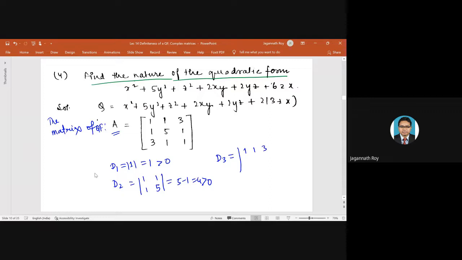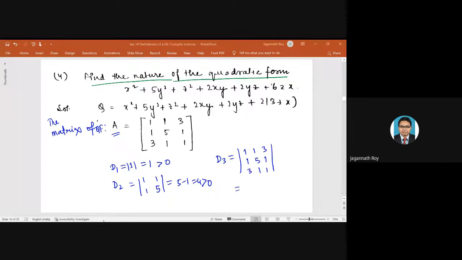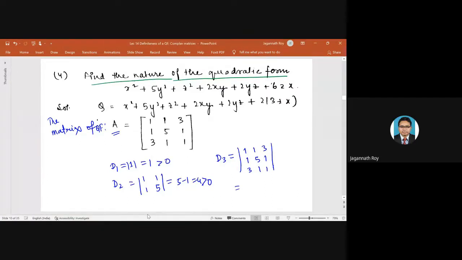Can you tell me quickly what D3 is? Anyone? Minus 36, sir. Yes. Negative, so minus 36, which is less than 0. So we cannot conclude positive or negative definiteness, right? Indefinite.